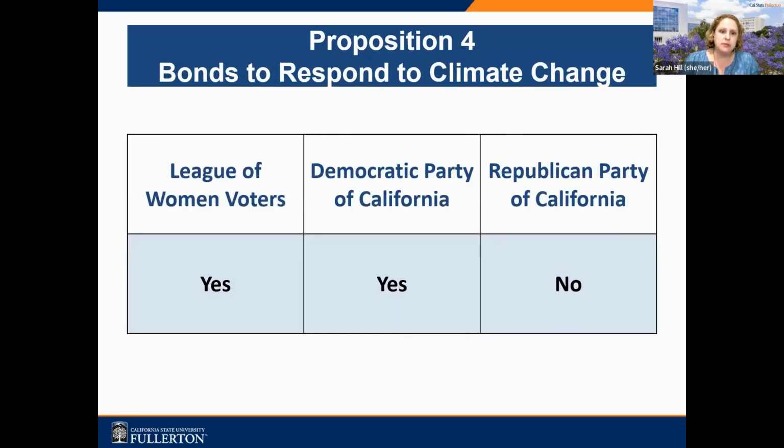The League of Women Voters and the Democratic Party of California both endorse voting yes on this, and the Republican Party endorses a no vote. Again, the primary concern is the cost to the state.